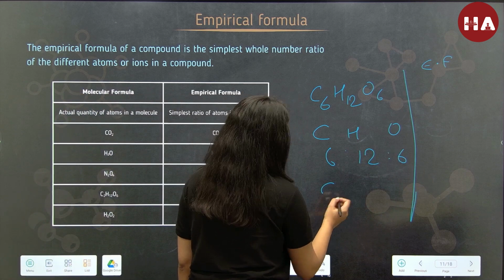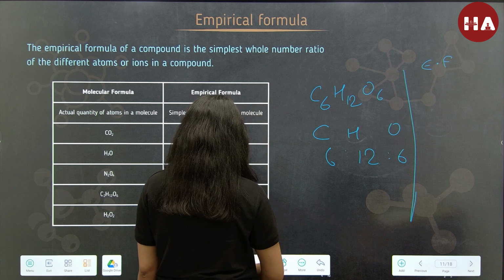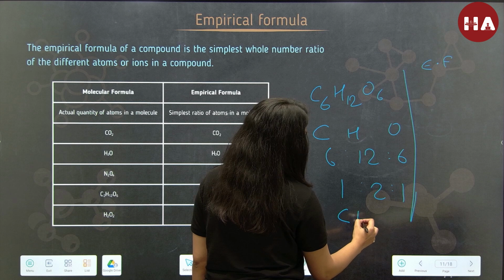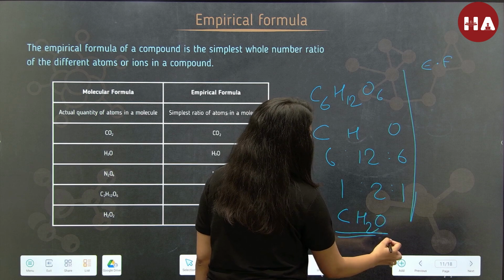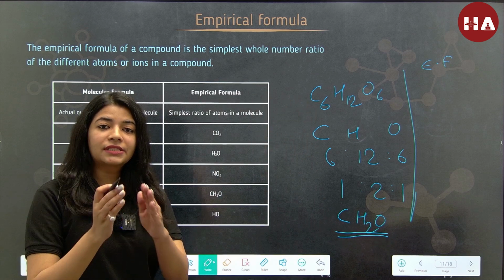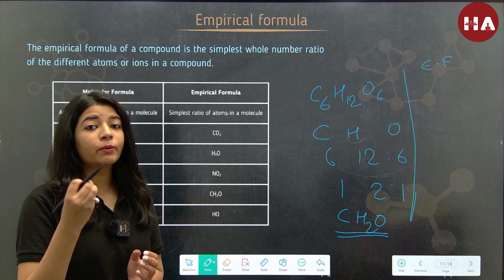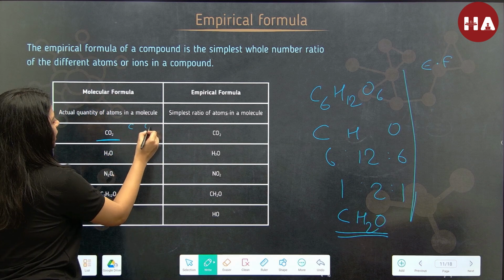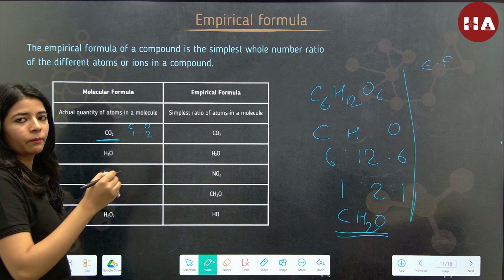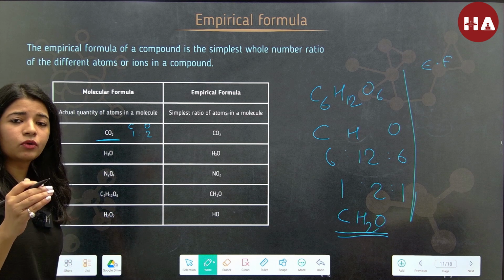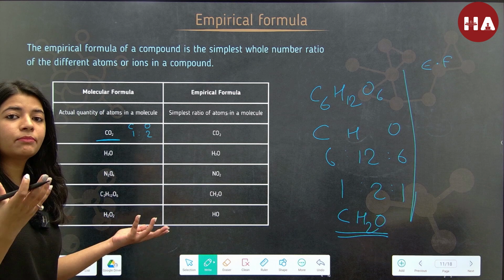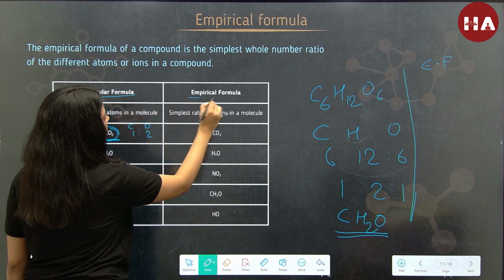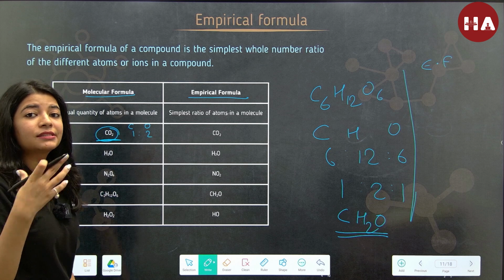So this can become 1:2:1, okay, which will give you CH2O. This becomes your empirical formula, right? So the simplest ratio of the molecular formula will give you the empirical formula. A few examples are here. CO2, in this carbon and oxygen are present in 1:2 ratio, right? And can we bring this down to a simpler ratio? No, because it is already in its simplest ratio. So I can say that the molecular formula and empirical formula of carbon dioxide are the same.